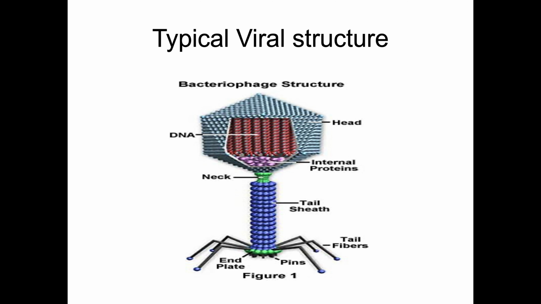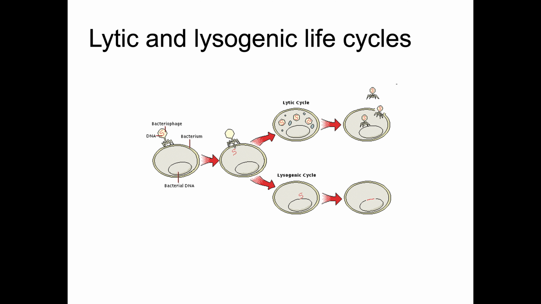Right, so this is a typical viral structure. You've seen pictures of the COVID virus. It looks a little bit different, but it's basically a protein coat and nucleic acid. And again, it can be DNA or RNA. For example, COVID-19 is an RNA virus. Okay. Now, what viruses do, there's actually two life cycles. Let me just see what the next slide is.